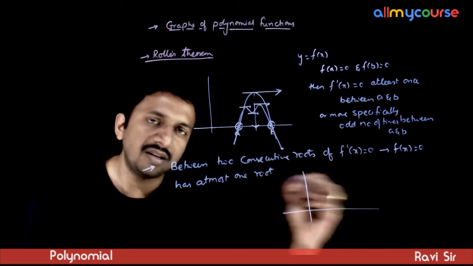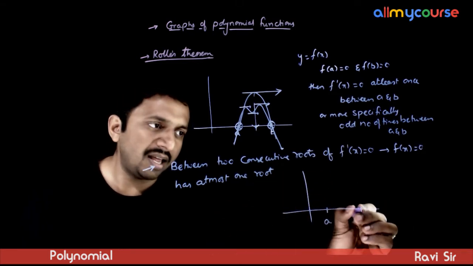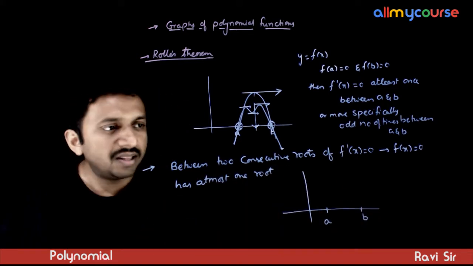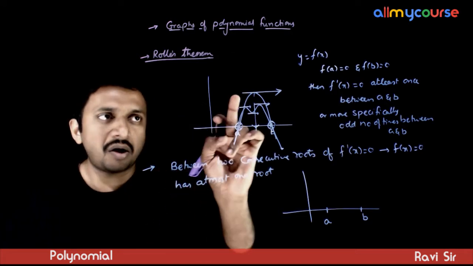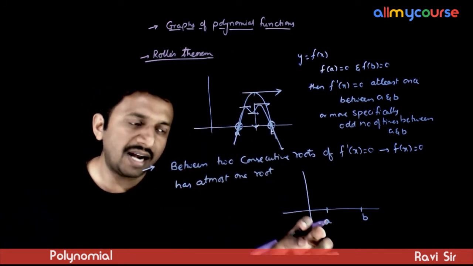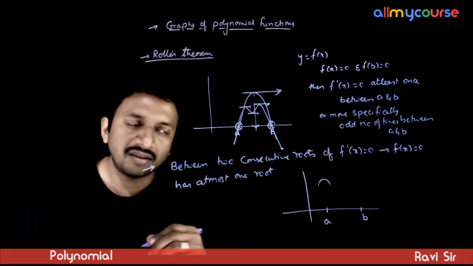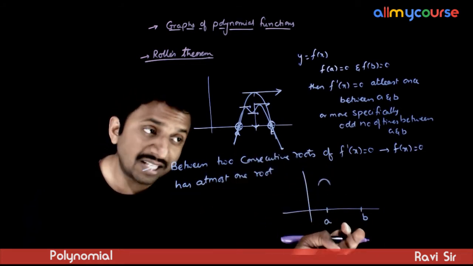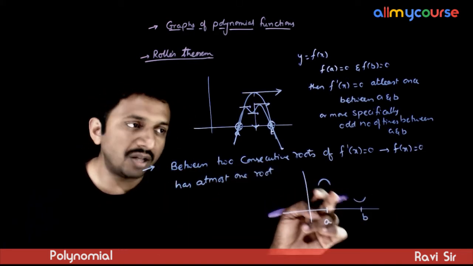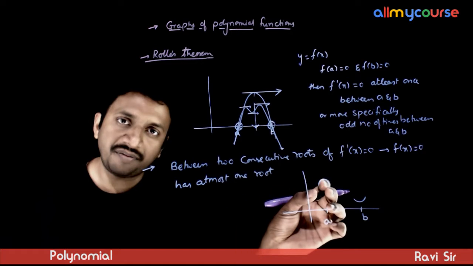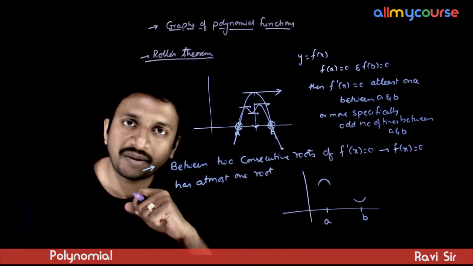That means, let us say that f dash is equal to 0 at a and b. That means the tangent is parallel to the x-axis, or the graph becomes flat at these 2 points. Assume that the graph becomes flat like this, and the next consecutive root is like this. So you cannot have 2 consecutive maximas. So here, if it is a maxima, the next consecutive root should correspond to a minima.